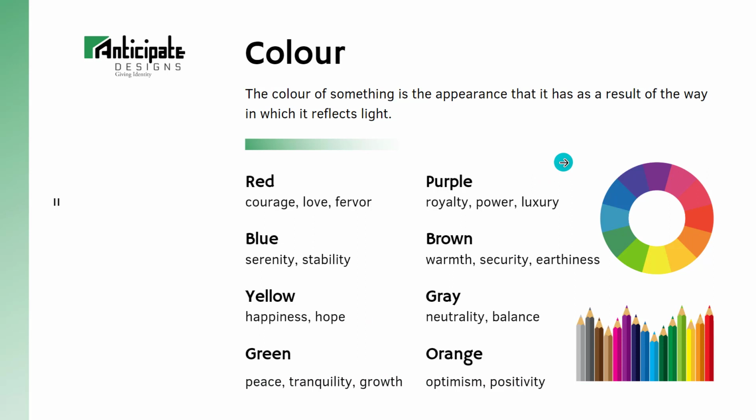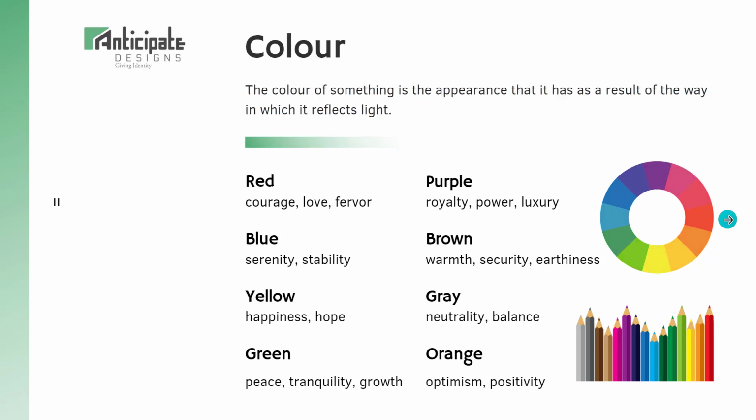Purple is a color that symbolizes royalty, luxury, and power. Brown, warmth, security, earthiness. Gray, neutrality and balance. Orange, optimism and positivity.